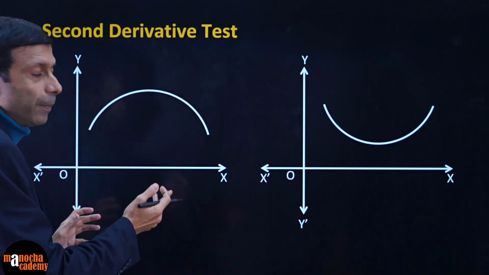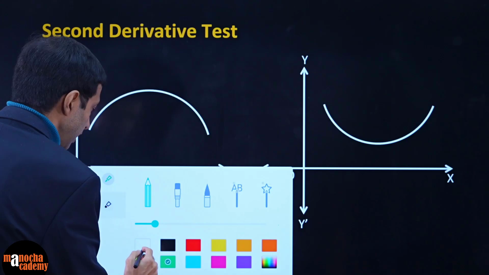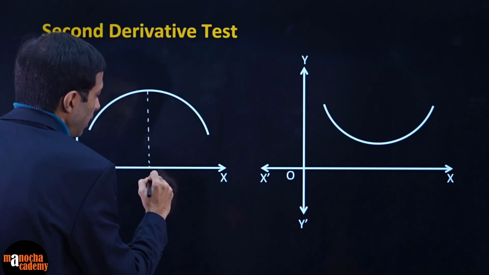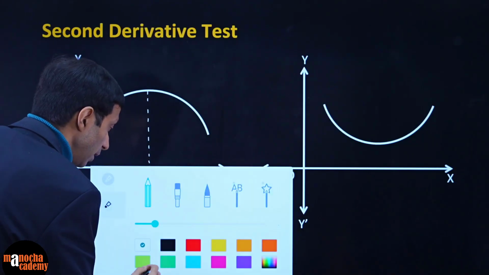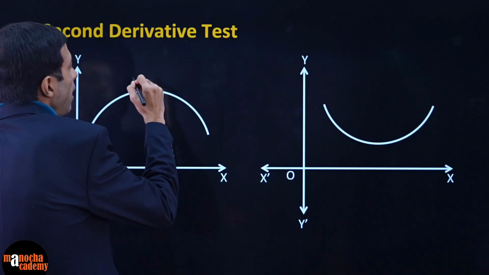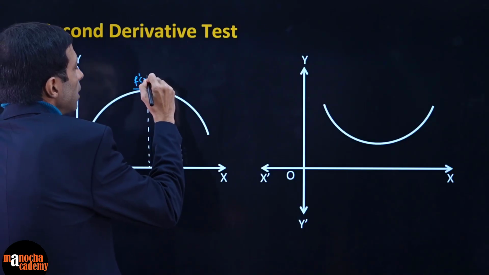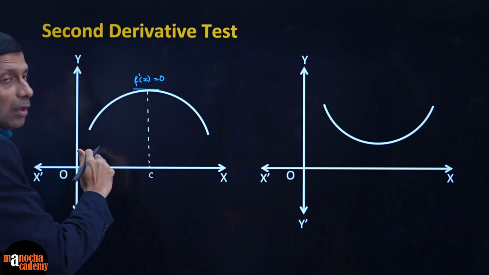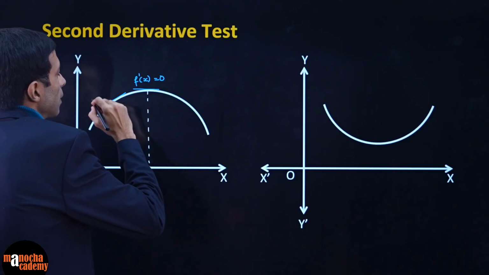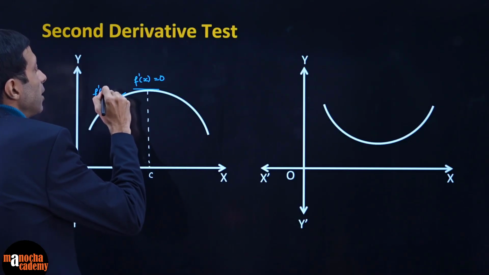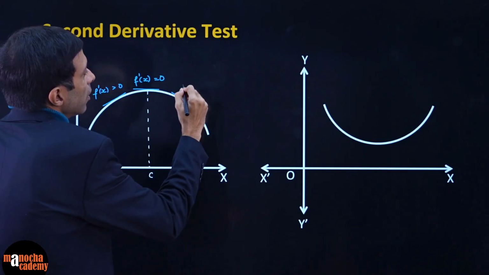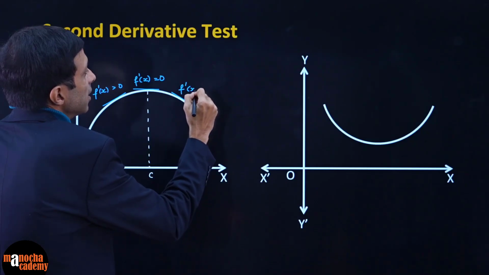Suppose this is our function, and clearly it is taking on the maxima over here. So at this point C, you can clearly see it is the maxima. In the first derivative test, what did we look at? For maxima, we said f'(x) is equal to 0. When we go to the left side of it, f'(x) was greater than 0. When we went to the right of it, f'(x) is less than 0.